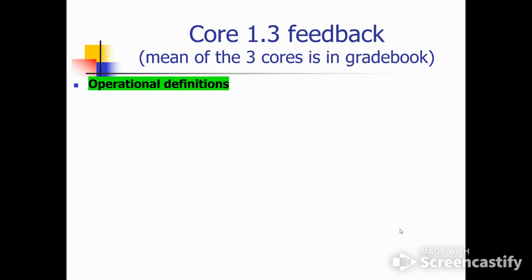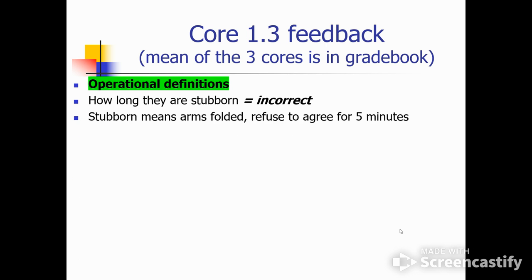Just a few things that I saw that are typical in the core 1.3 with the mock research design. Your operational definitions absolutely have to have a number in them. You can't just say, for instance, how long they are stubborn. You can't just say how long. You get to make up how long. Well, it's going to take 5 minutes. And what does it look like? Stubborn means your arms are folded and you refuse to agree for 5 minutes. That is a correct operational definition.